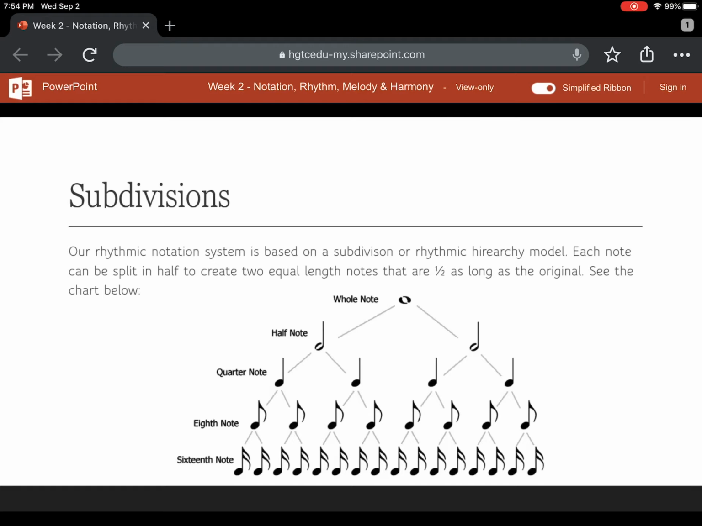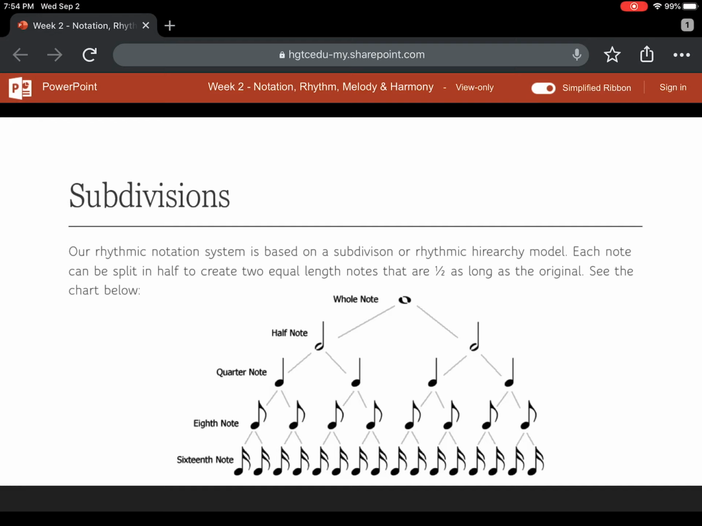Our rhythmic system, and I'm going to avoid getting into the complexities of this because it can get really complicated, is based on subdivision. And when I say ours, I mean Western rhythmic notation, which is based on subdivision of the rhythmic hierarchy model. So each note can be split into 2 halves to create notes that are equal length but half as long as the original.